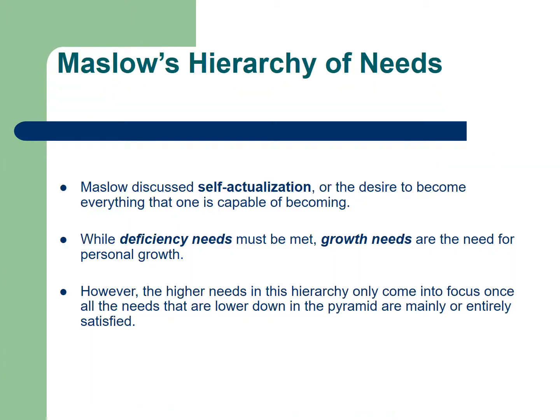As I said, Maslow discussed self-actualization, or the desire to become everything that one is capable of becoming, that top level. While deficiency needs must be met, growth needs are the need for personal growth. However, the higher needs in this hierarchy only come into focus once all the needs that are lower down are mainly or entirely satisfied.